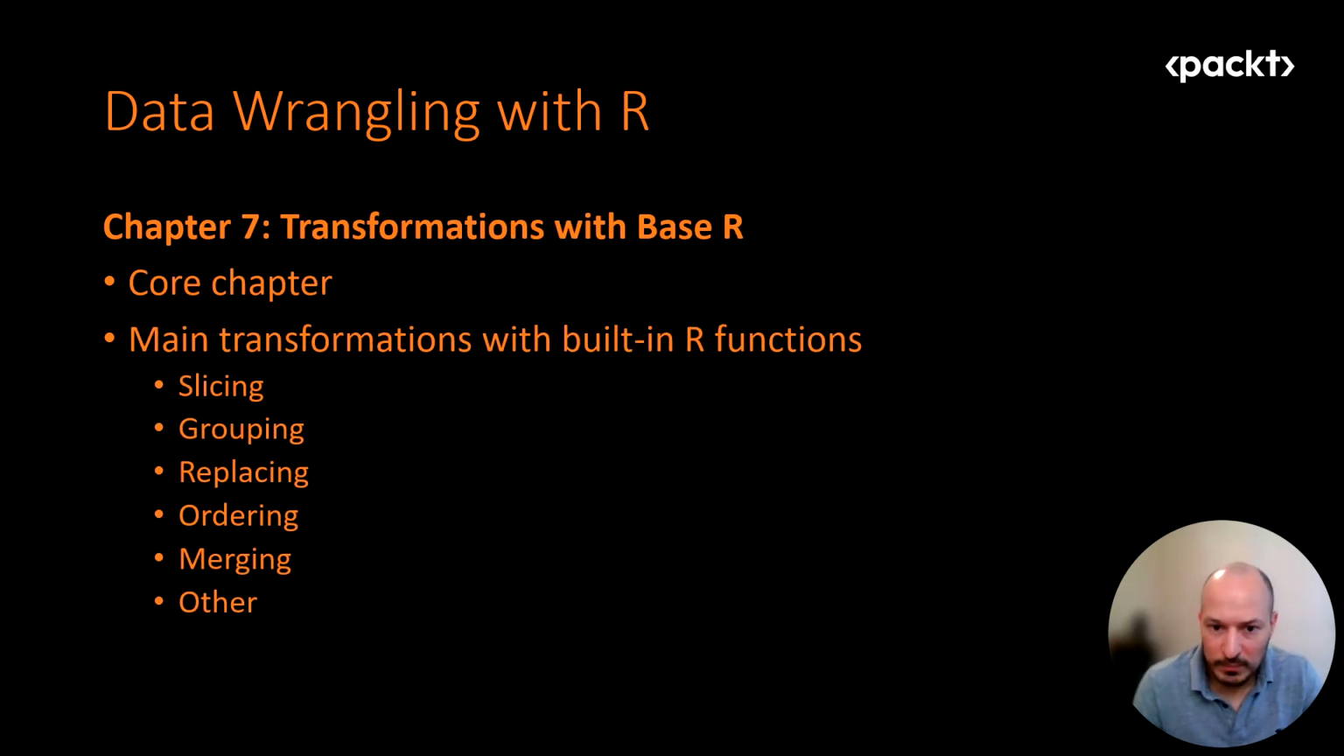On chapter 7, this is a combined part of the book where the chapter 7 and chapter 8 will be very related to each other. So you will see chapter 7, the transformations possible to be done with base R. So I would say this is the core chapter, the part of the book that gives the name to the book. So it's the data wrangling on its core.